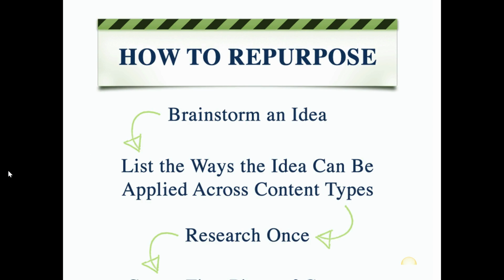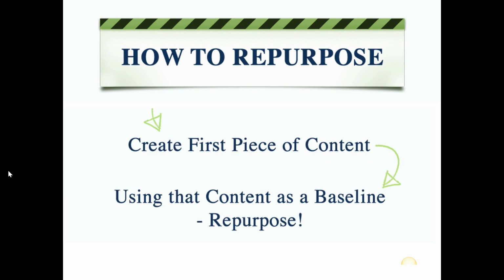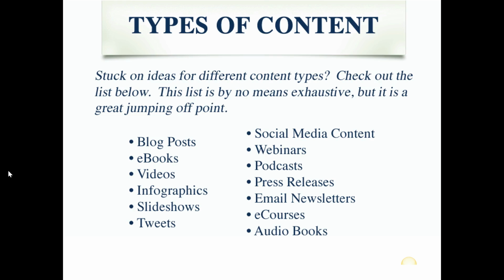So let's talk about how to repurpose. First, we're going to start off brainstorming an idea for the content. Then you're going to list the ways the idea can be applied across content types. So you're doing your research once. Don't you love that? Once. And you're creating your first piece of content. Then you're using that content as a baseline to repurpose.